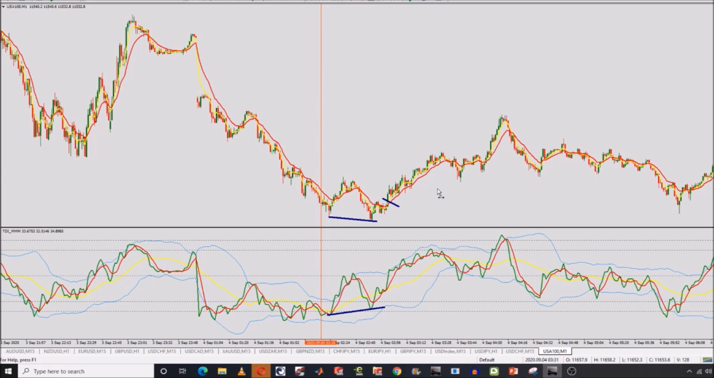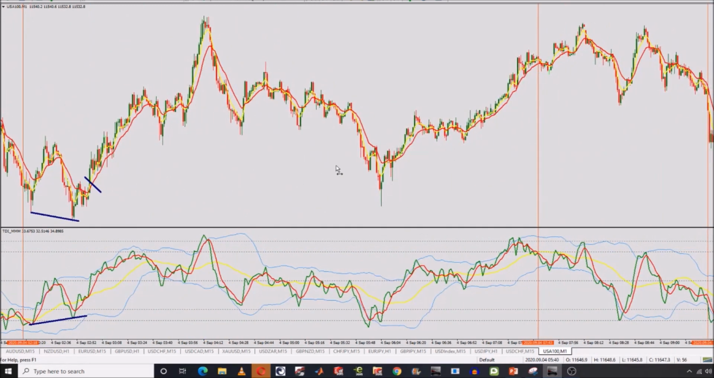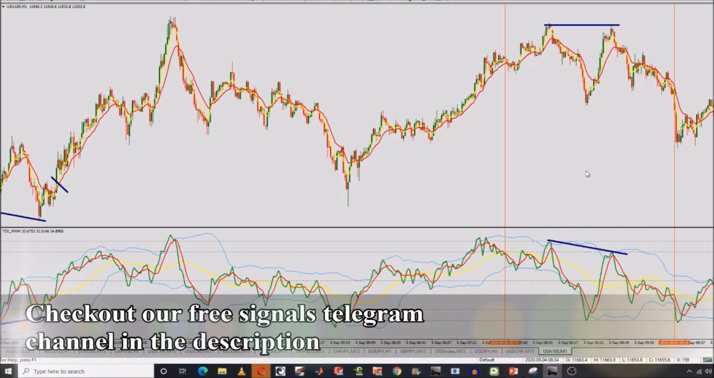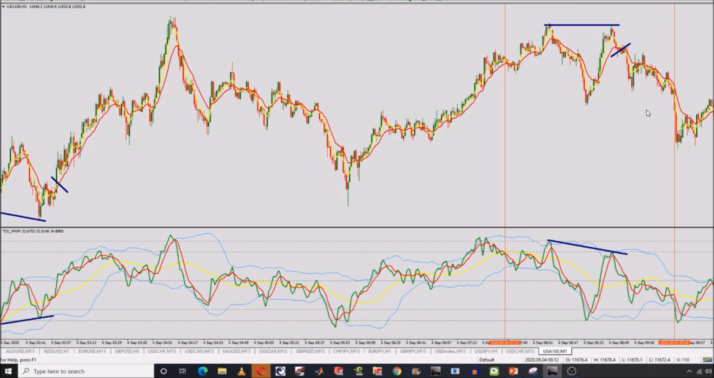Let's go on another example. As you can see in this scenario, our legs were of the same length, but on the TDI, our legs were of different lengths. This shows that the relative strength index is actually telling us that the price is going to drop. Taking this trade after the 13.5 cross, we were going to reach our target.